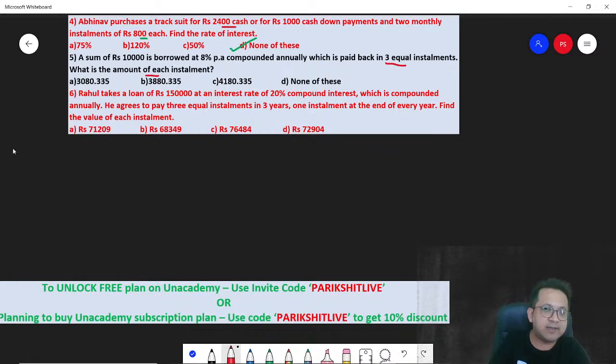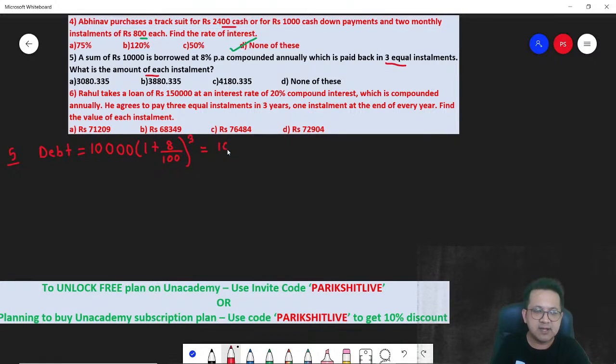So what is your debt? You have borrowed 10,000 rupees. Correct? So 10,000 rupees you have borrowed is the principal. What is the interest? 8%. So 1.08. So there are two ways. I think it's compound interest. Most of you are familiar with this formula. Amount is P into 1 plus R by 100 to the power 3.